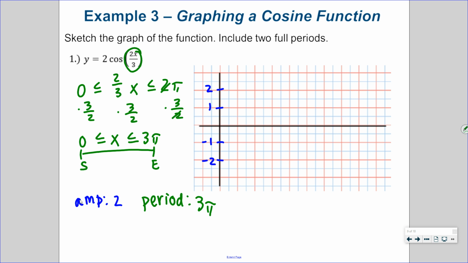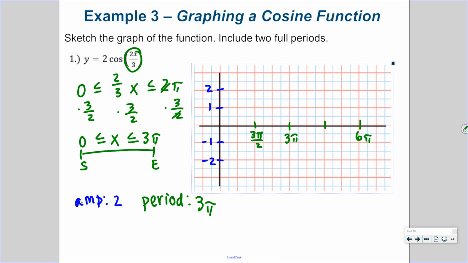Okay. So 8 boxes over. Call that 3 pi. What would half of 3 pi be? 1.5. 3 pi over 2. Label that. So another 8 boxes would be 6 pi.